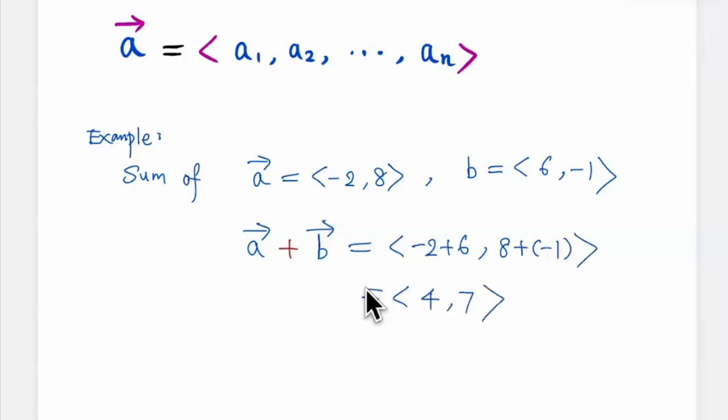Algebraically, it's very easy, right? You just add the components. I think geometrically it's a little bit harder. You have to move the vectors. You can either use the triangle law or the parallelogram law.